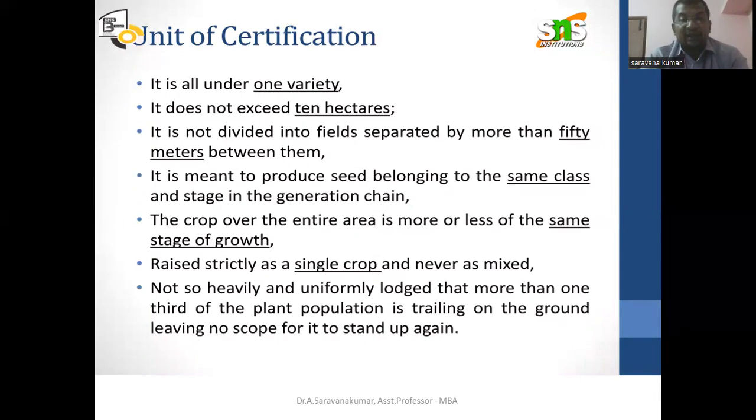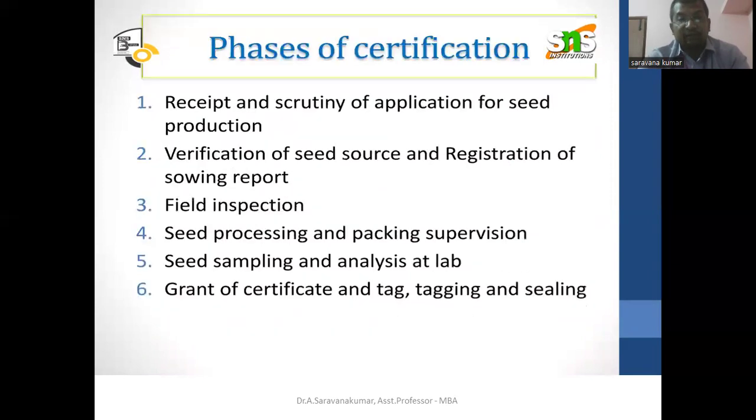It does not exceed 10 hectares. It's not divided into fields separated by more than 50 meters between them. It's meant to produce seed belonging to the same class and stage in the generation chain. The crop over the entire area is more or less of the same stage of growth, raised strictly as a single crop and never as mixed. So it will be a separate single crop, never mixed. Not so heavily and uniformly lodged that more than one third of the plant population is trailing on the ground, leaving no scope for it to stand up again. So these are the units of certification.